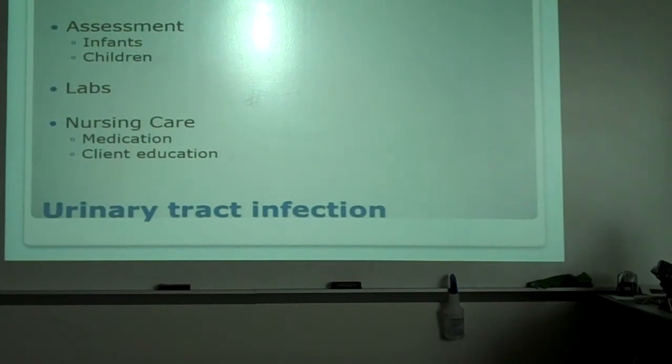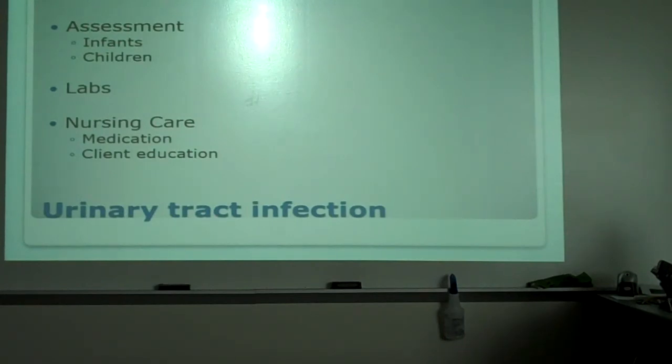So with our infants, they have more vague symptoms. So they're going to have fever, and they're going to be irritable, maybe not eat as well. If an infant has a fever, and we have no known cause of this fever, then we're going to suspect maybe they have a urinary tract infection.